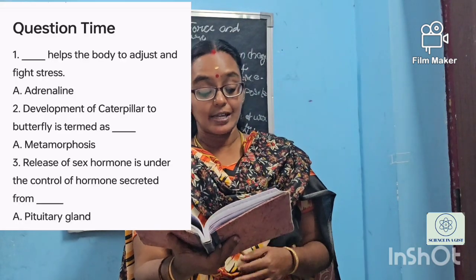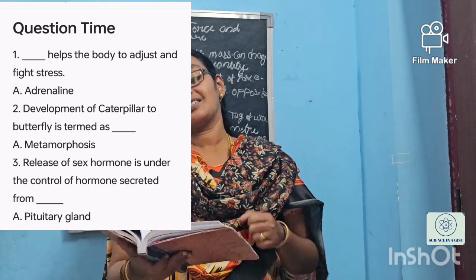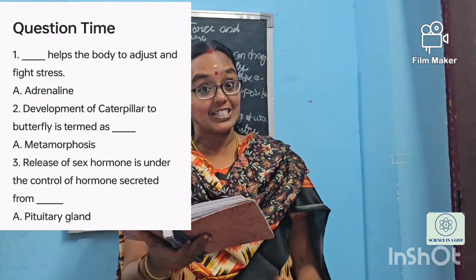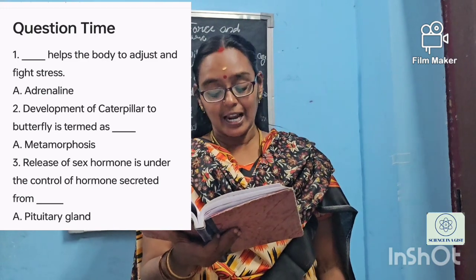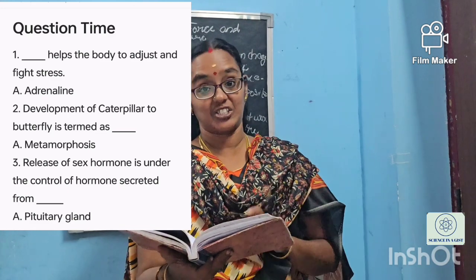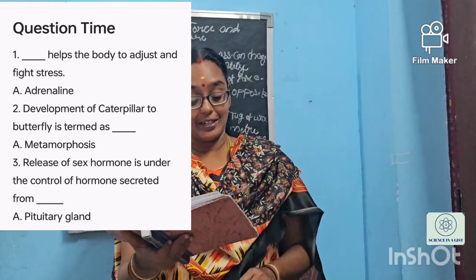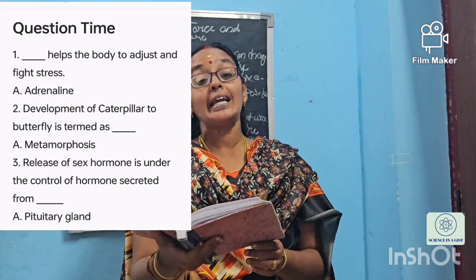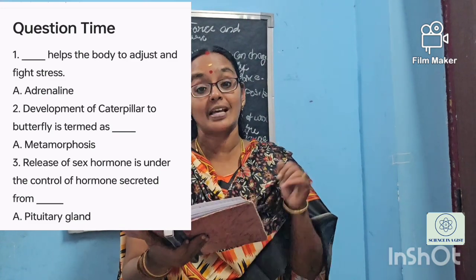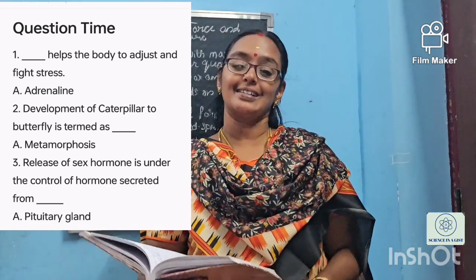The first question was, dash helps the body to adjust and to fight stress. It is adrenaline. Second one is, development of a caterpillar to a butterfly is termed as dash. It is metamorphosis. Yes. And the third one is, release of sex hormone is under the control of the hormone secreted from dash. From pituitary gland is the answer.